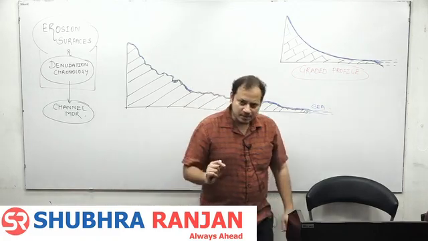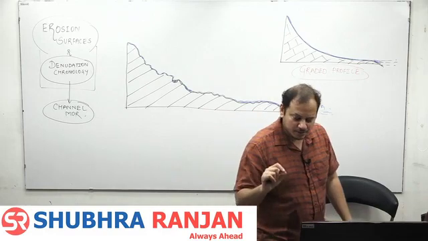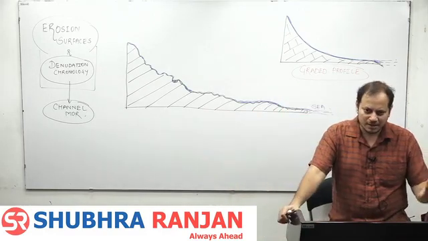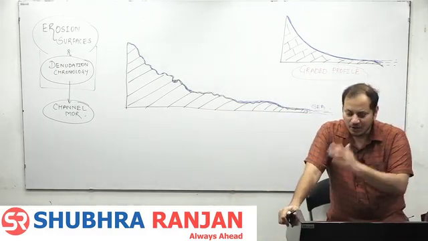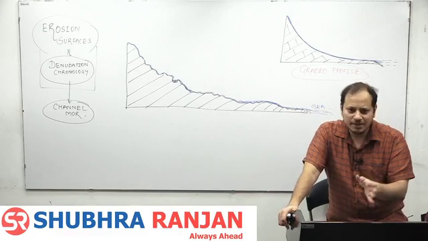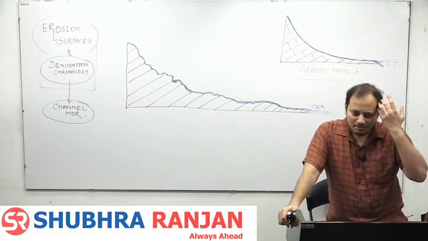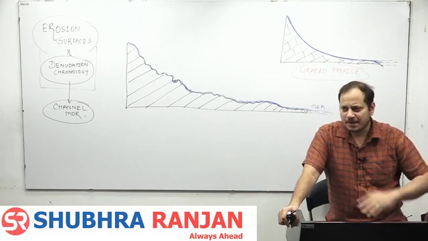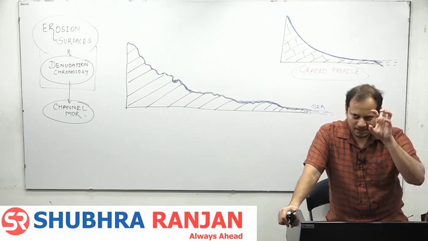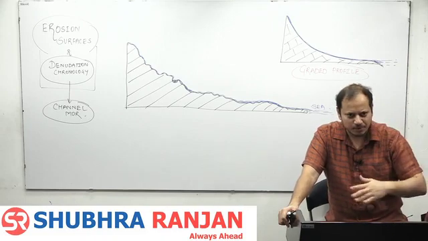Why I'm stressing on this? Because we will come to the graded feature of a river, that this river is graded, etc. in the Himalayas. So there should be no confusion: how can a river be graded in the Himalayas? Because there is a misconception that grade means flat. Gradation of the river means flat. It does not mean flat, it means a smooth profile.